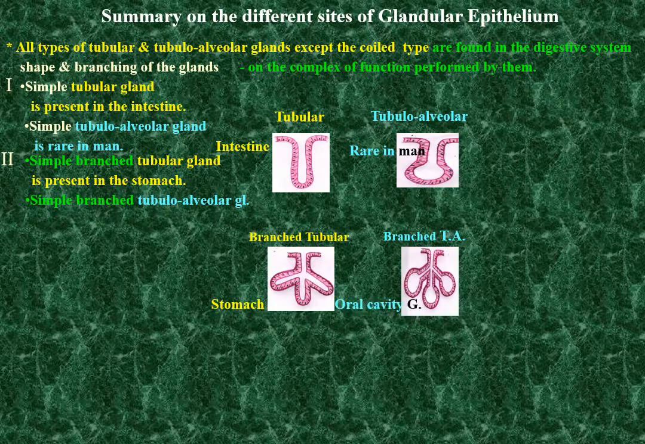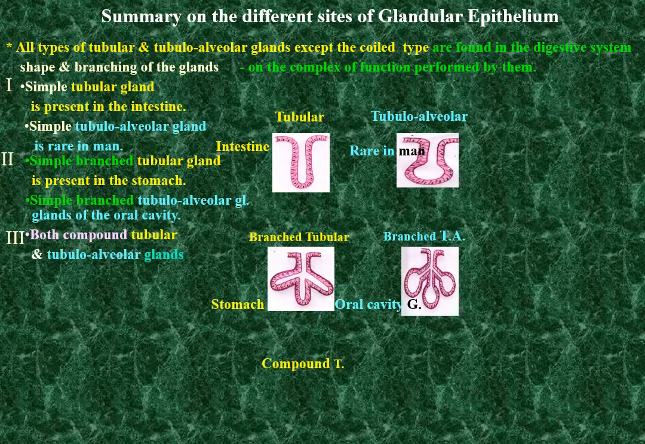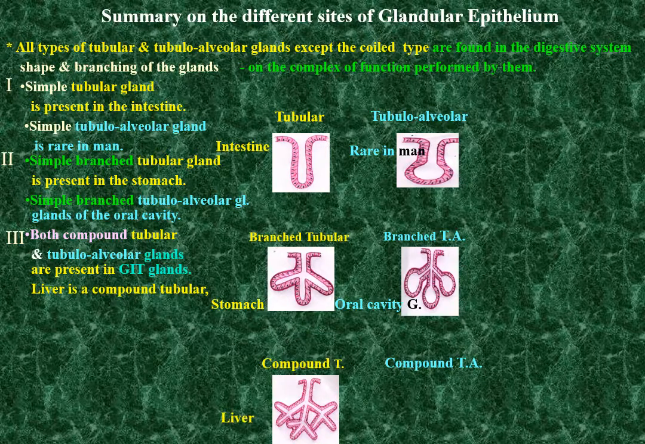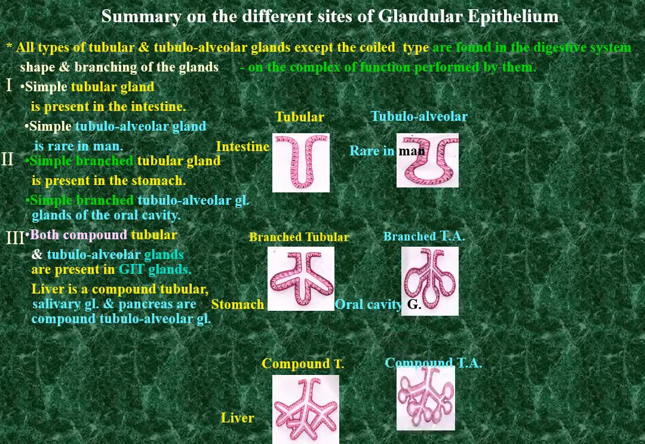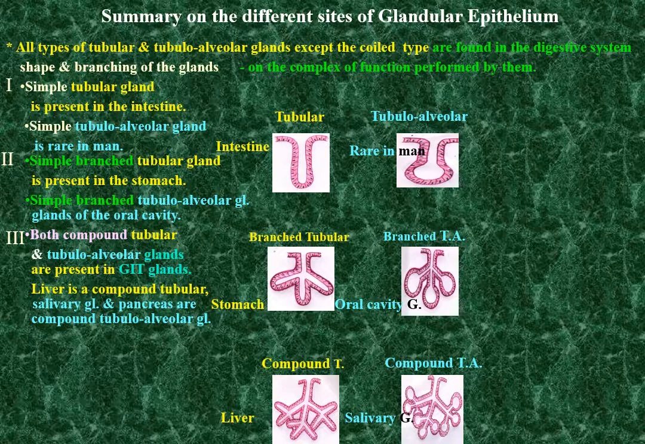Simple branched tubulo-alveolar gland is present in glands of the oral cavity, as the labial and buccal glands. Both compound tubular and compound tubulo-alveolar glands are present in the gastrointestinal tract glands. The liver, for example, is a compound tubular gland, while salivary glands and pancreas are examples of compound tubulo-alveolar glands.